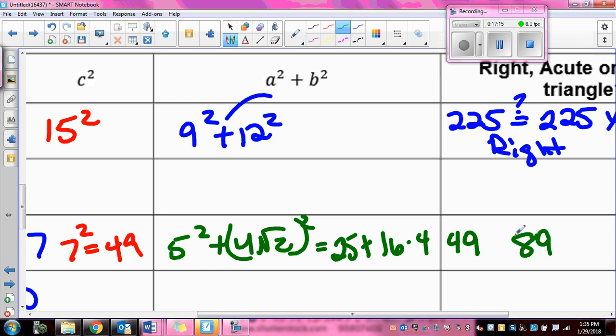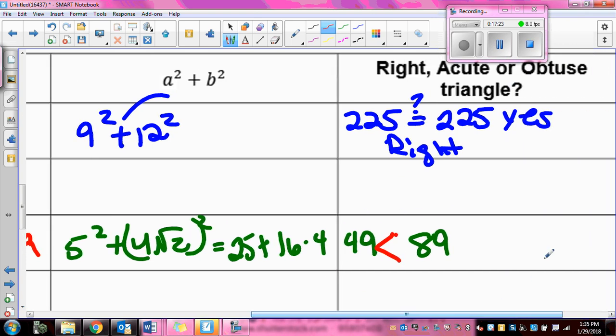Are they equal? Is that the same thing? No. In fact, my a squared and b squared are bigger. So my hypotenuse is small. I have a little baby hypotenuse like this, and that means that my triangle is acute.